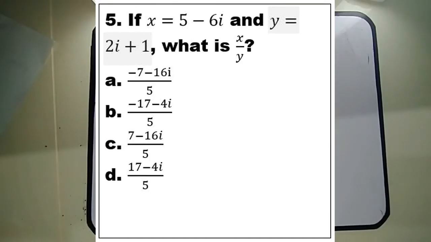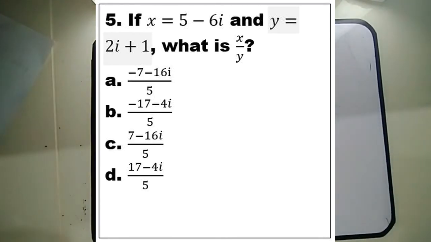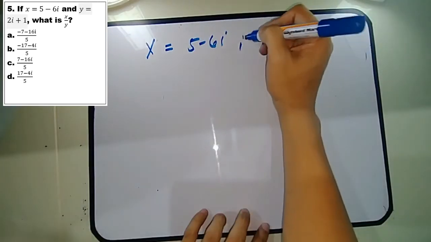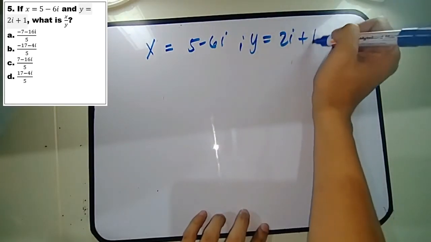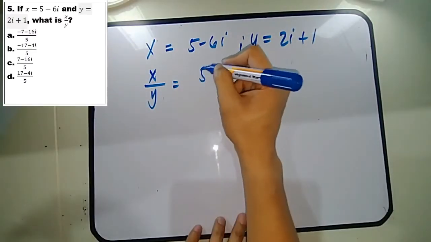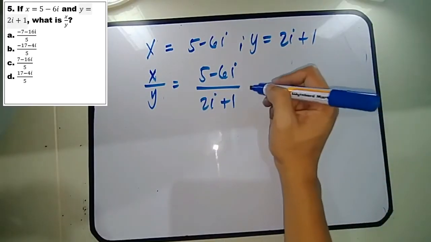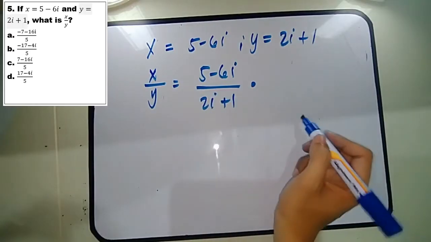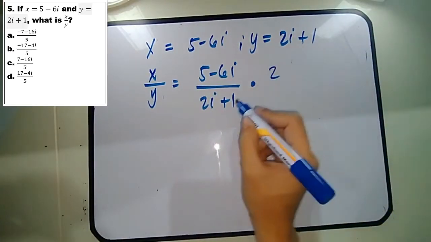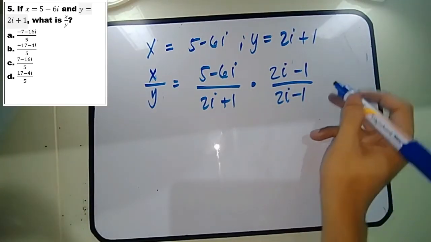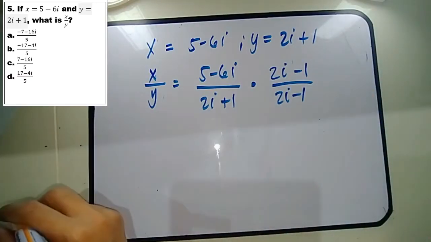So next problem, guys, we have here, if x equals 5 minus 6i and y equals 2i plus 1, what is x divided by y? So we have here x equals 5 minus 6i, y equals 2i plus 1. So the required is x over y, or 5 minus 6i over 2i plus 1. So when dividing, guys, i-multiply natin siya sa conjugate of the denominator, palitan lang natin yung sign niya. So 2i minus 1 all over 2i minus 1. So this is what you call the conjugate of the denominator.